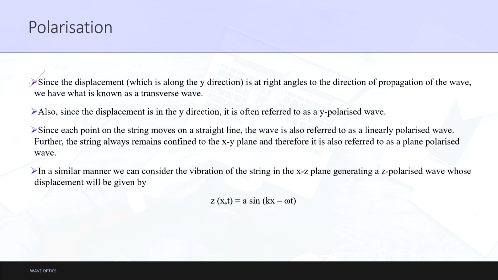Since the displacement is along the y direction, at right angles to the direction of propagation of the wave, we have what is known as a transverse wave. Also, since the displacement is in the y direction, it is often referred to as a Y polarized wave. So this is nothing but a Y polarized wave.